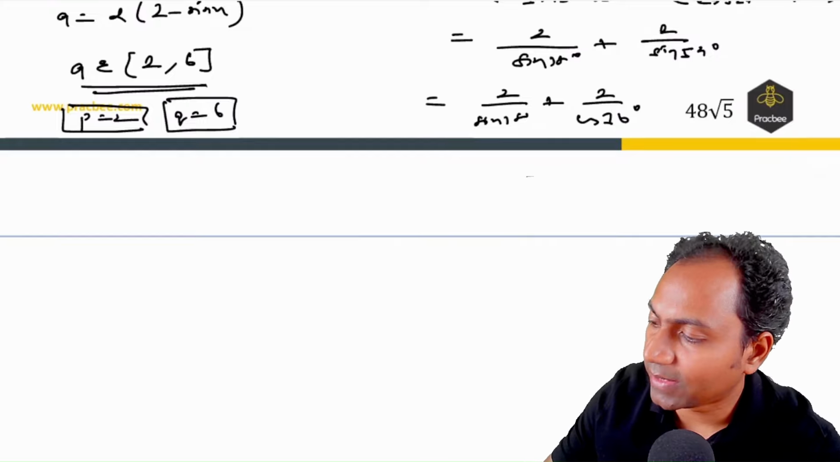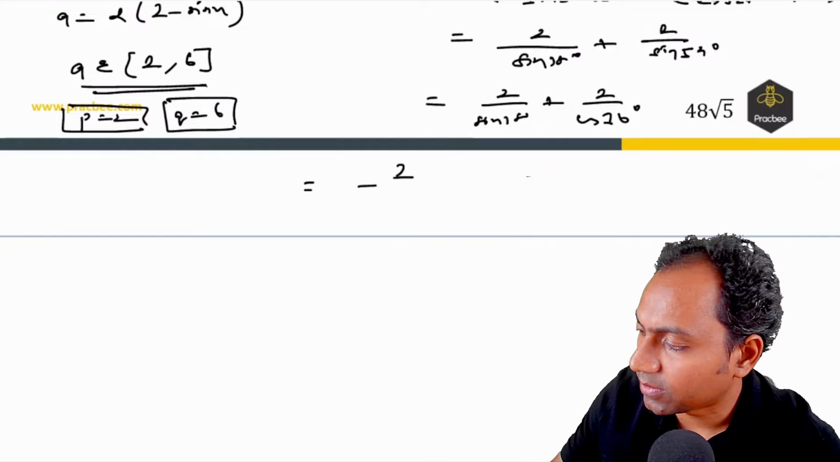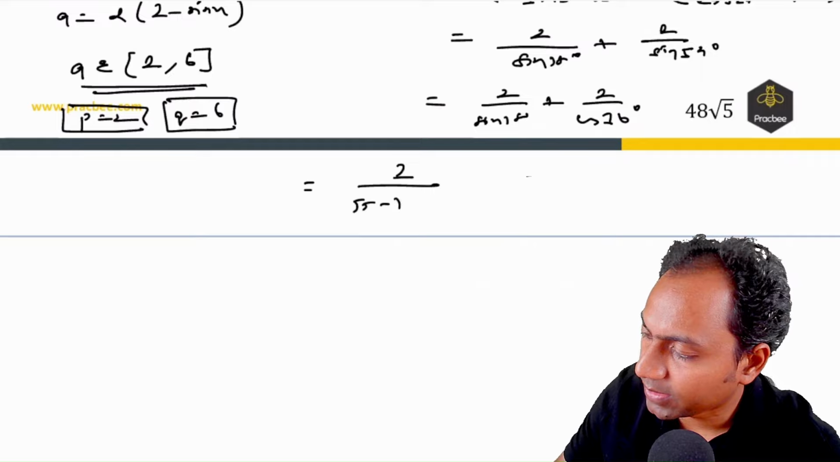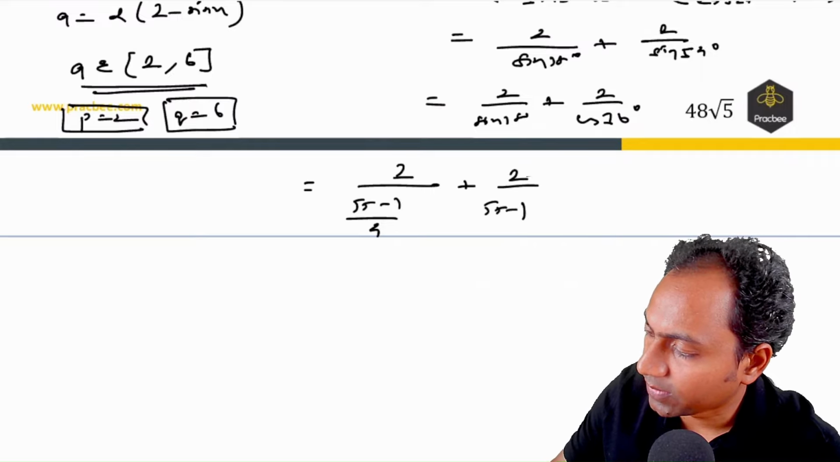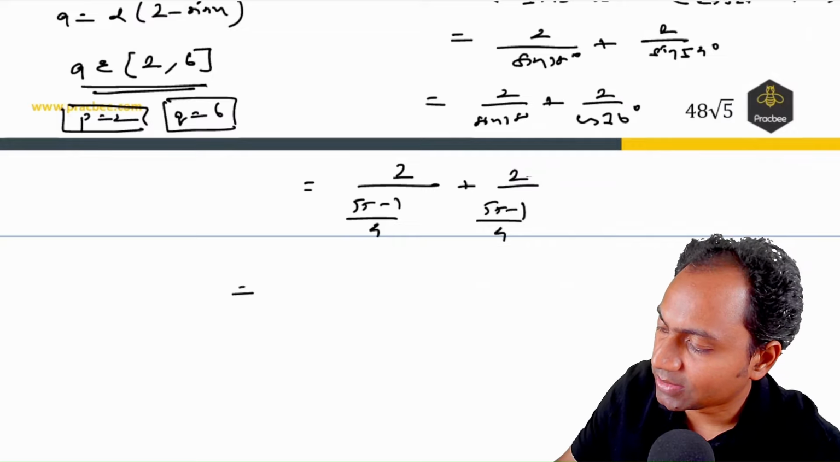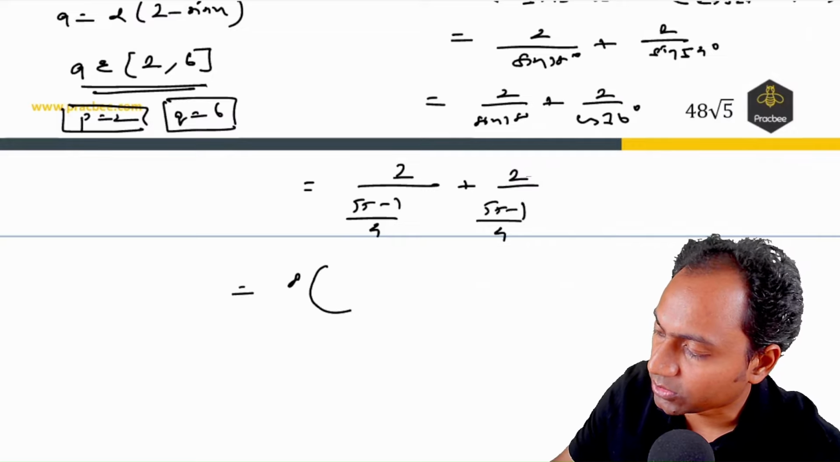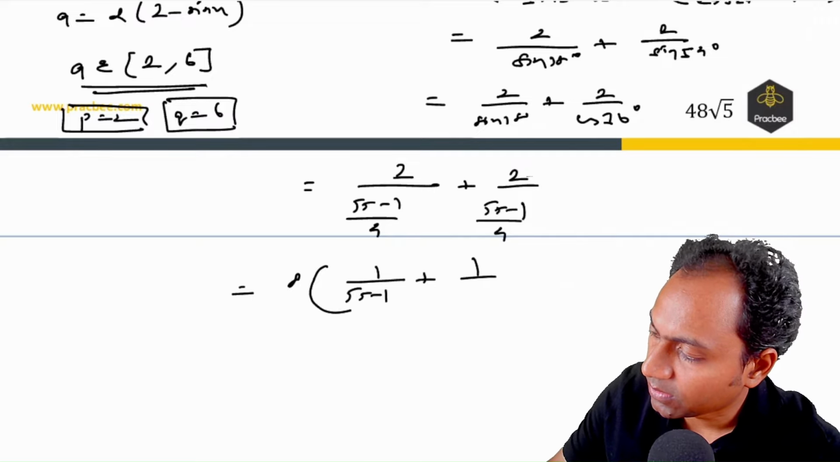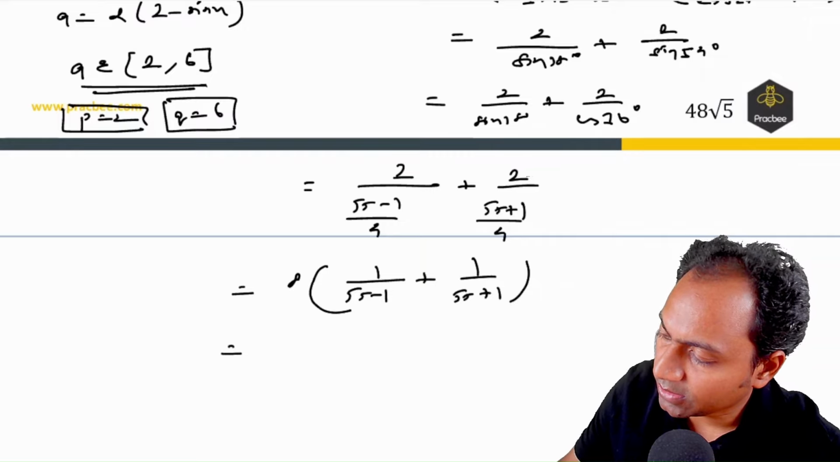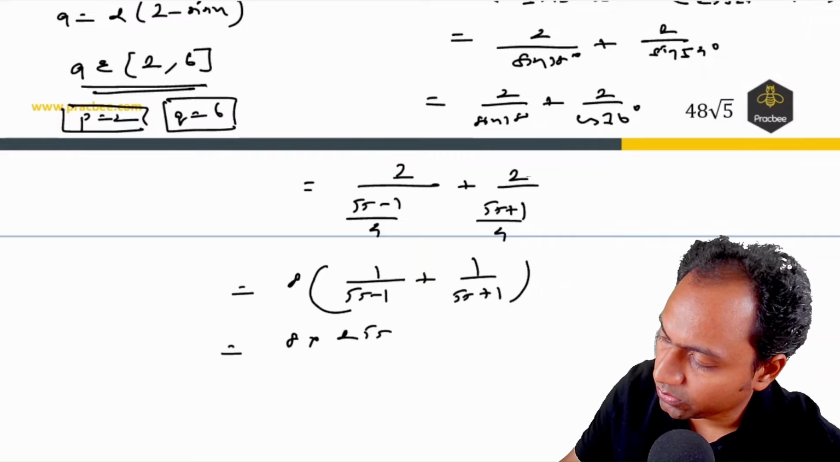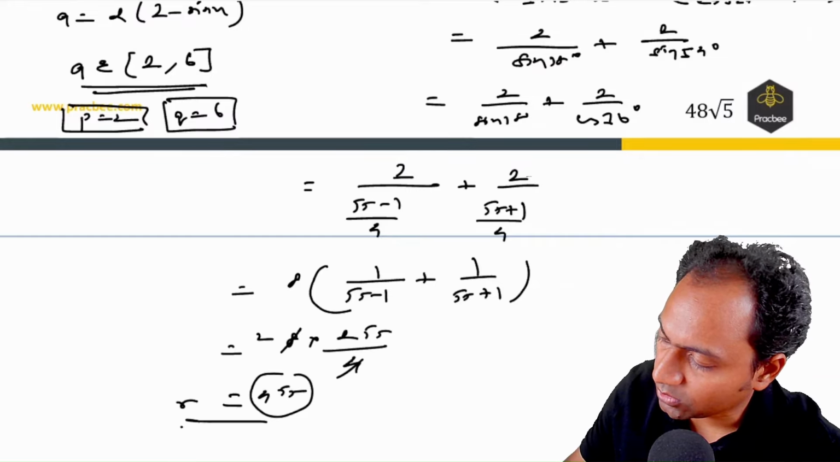So if I put the values now, the first part becomes nothing but 2 by root 5 minus 1 by 4. The second becomes 2 by root 5 minus 1 by 4. And this simplifies, the 8 will come out as common. 1 by root 5 minus 1 plus 1 by root 5 plus 1. So this is nothing but 8 into 2 root 5 by 4. So 4 root 5. So the value of R comes out to be 4 root 5.